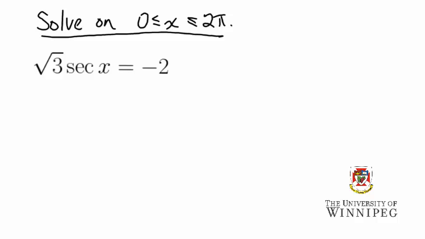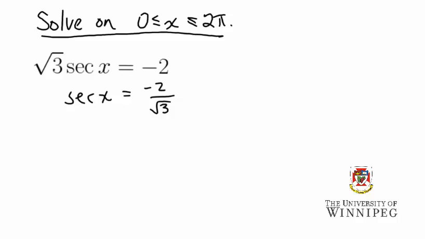Let's solve the square root of 3 times secant of x is equal to -2 on the interval from 0 to 2 pi. So our first goal here is to try to get secant x by itself, and we can do that by dividing both sides by the square root of 3, and that's going to give us -2 over root 3 on the right-hand side.